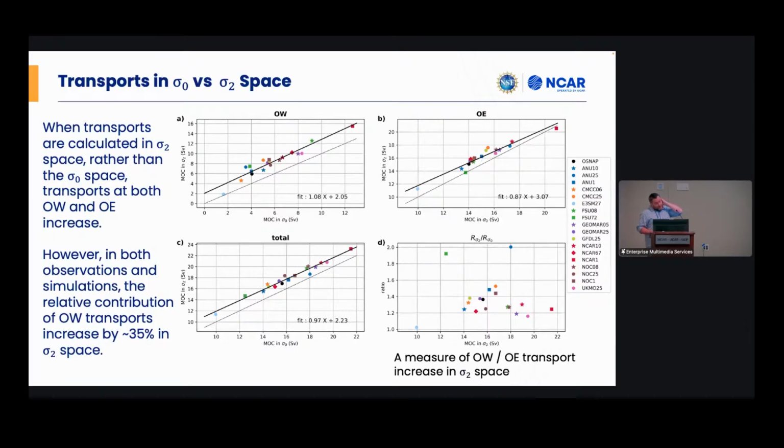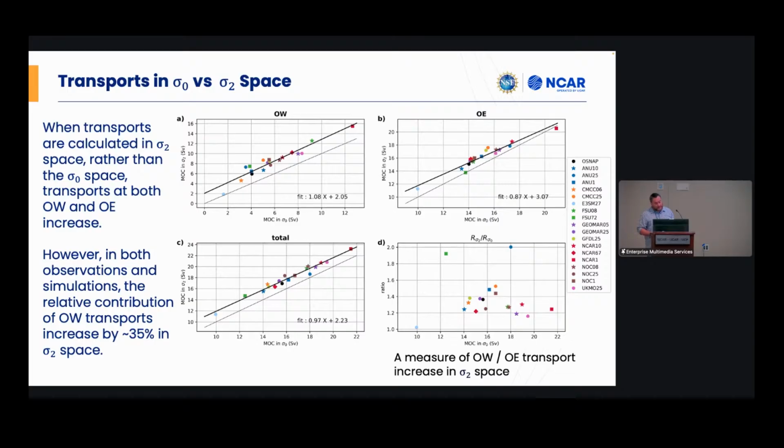One thing that we didn't really realize before this analysis is that the space you use to do your summation for the MOC really matters. And this is illustrated here. You can see that when you go from sigma 0 to sigma 2, there is a systematic increase in the transport that you estimate. And this is true in the observation, that's the black round point, and in all the models.